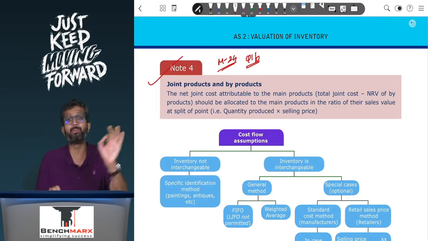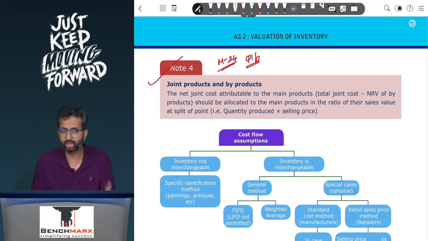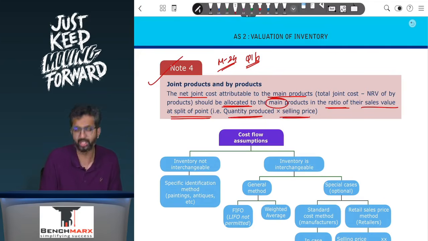That net joint cost will be split between the main products, that is petrol and diesel, in the ratio of their sales value at split-off point, not in the ratio of their quantity, not in the ratio of the sales price per unit, but in the ratio of their sales value, that is quantity produced into the sales price per unit. So the net joint cost attributable to the main products, that is total joint cost minus NRV of byproduct, should be allocated to petrol and diesel in the ratio of their sales value at the split-off point, that is quantity produced into the selling price. That will give you the allocation.